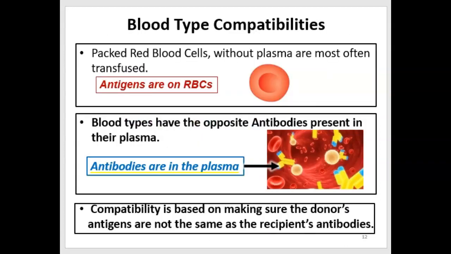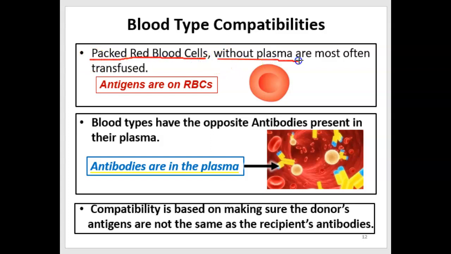So now let's consider transfusion reactions. Some blood type compatibilities. Most often what is transfused when a patient needs blood will either be just plasma because they're dehydrated, or they've had hemorrhaging and so they need red blood cells to be able to carry oxygen. So one type of blood that is transfused most commonly is packed red blood cells.